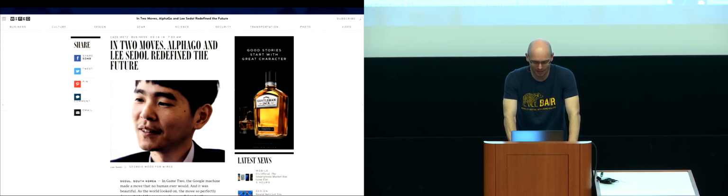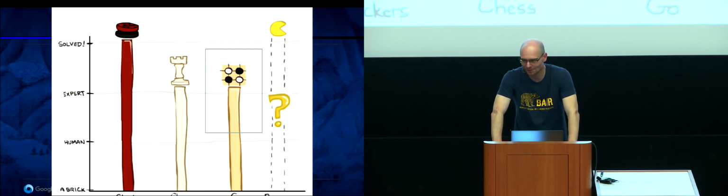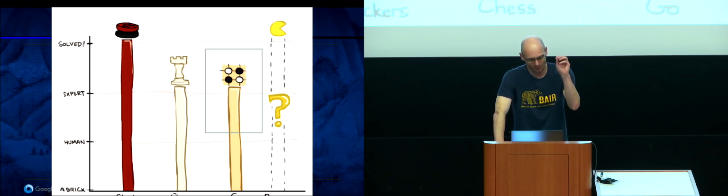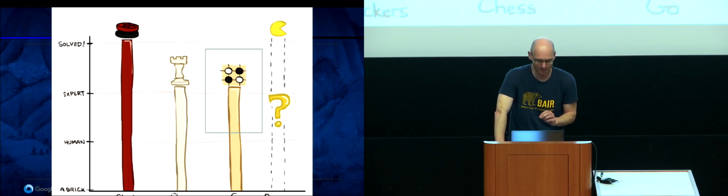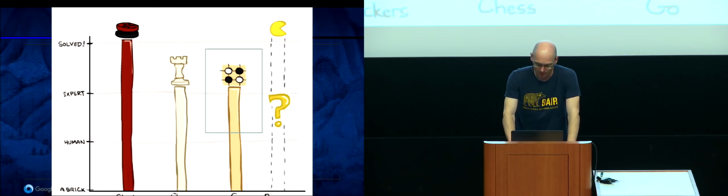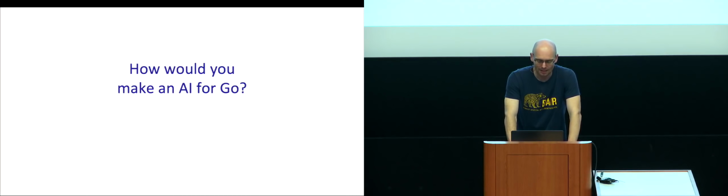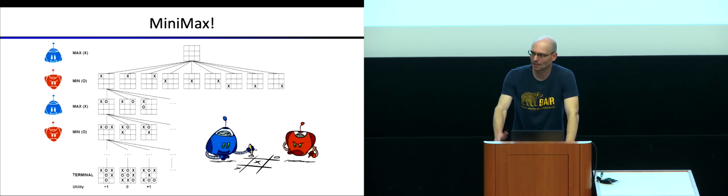And in 188, we had to update this graph that you see at the very beginning of the course where we had already checkers fully solved, which means we understand who can guarantee a win. Chess, computers play at beyond human level, and Go, now also the case. So, how do you make an AI for Go? Let's go back to what we were looking at in lecture on games.